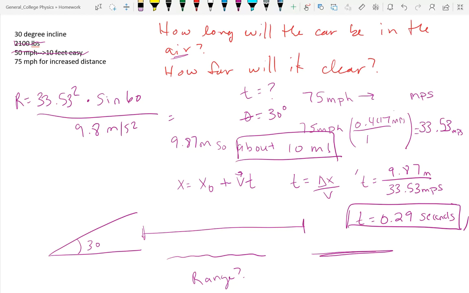Oh, that's right. You need to use the component in the horizontal direction because you're only talking about the horizontal distance traveled. So instead of using the 33.53 meters per second, you need the horizontal component of that speed. Oh, that makes sense. Okay, so which one is the horizontal? That's the one.